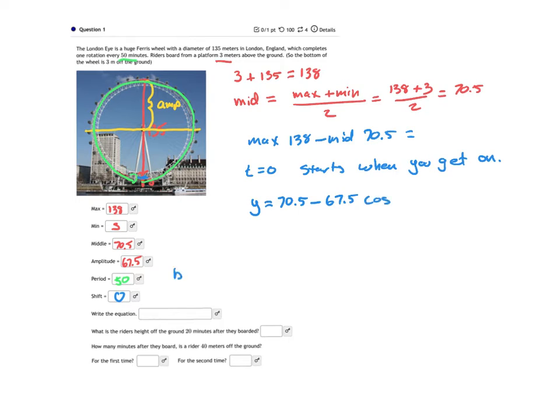Now we need to find the b value. B is just 2 pi divided by the period, and so that will just be pi over 25. So cosine of pi over 25, and then times x. So that's going to be my equation. So I'll see if I can fit it in here.